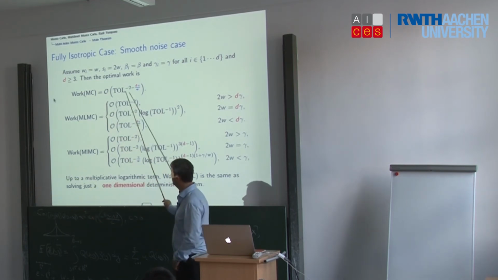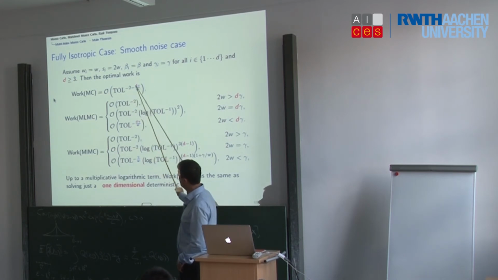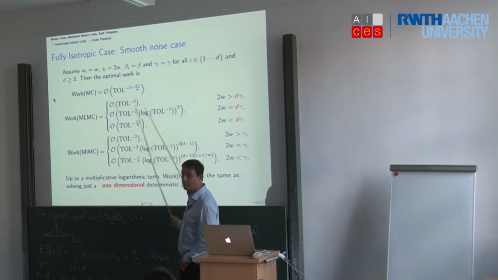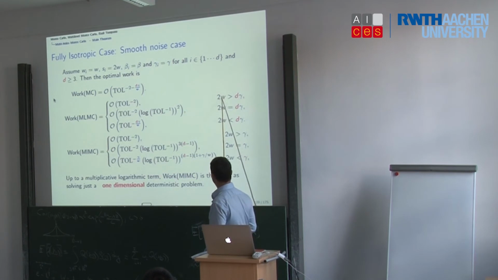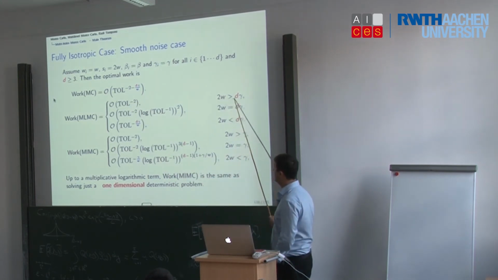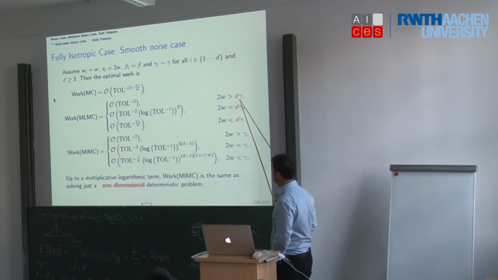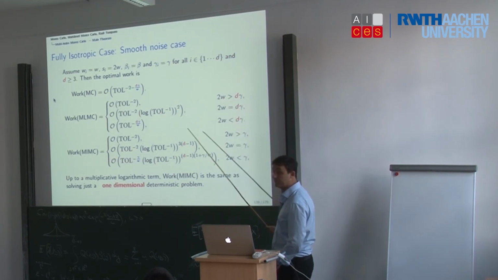Remember, the work in Monte Carlo was TOL to the minus 2 from the samples, times TOL to the minus d gamma divided by w coming from solving the PDE. In multi-level Monte Carlo, you have the optimal case when 2w is larger than d gamma, and in that case you get TOL to the minus 2. So essentially, the weak rate has to be larger than d gamma. If you're using something in 3D, and something that is not optimal, say 1.5, this will be 4.5. So you need at least something of order 3 to be in this case.